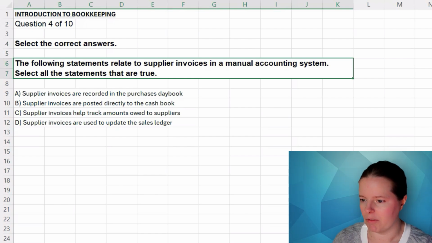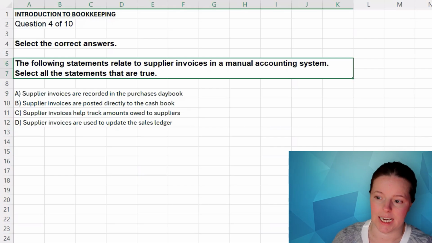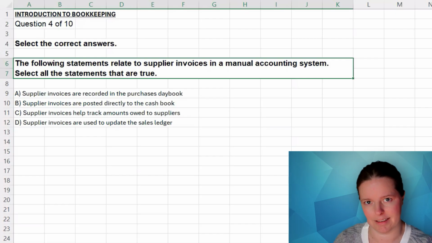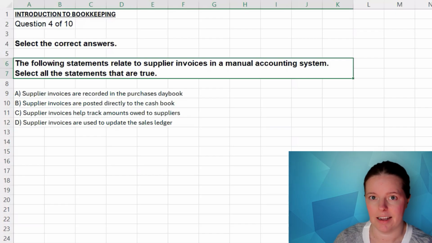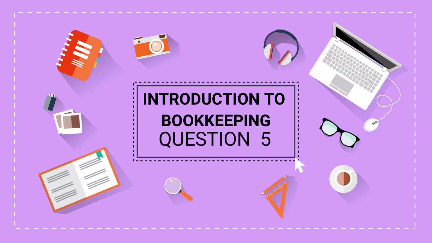C, supplier invoices help track amounts owed to suppliers. Very true, I think that's a given. And supplier invoices used to update the sales ledger. So that's not true. So obviously it would be our customer invoices that would be used to update the sales ledger. So the answers here are A and C. So let's move on to question 5.